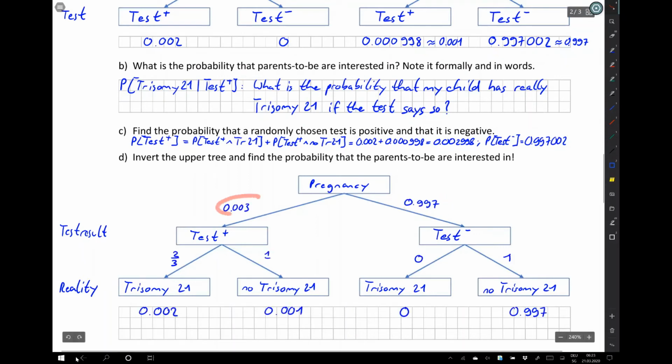These two probabilities are the ones calculated in number C, and since this leaf corresponds exactly to that one, they have the same probability, and this leaf corresponds to this one, so that way we find all these probabilities down here, and in the end, to find this probability, we have to take this probability divided by this, and here this divided by this yields this probability here. And now the question is, what is the probability that parents-to-be are actually interested in? Solve it on your own, stop the film, and here comes the result.